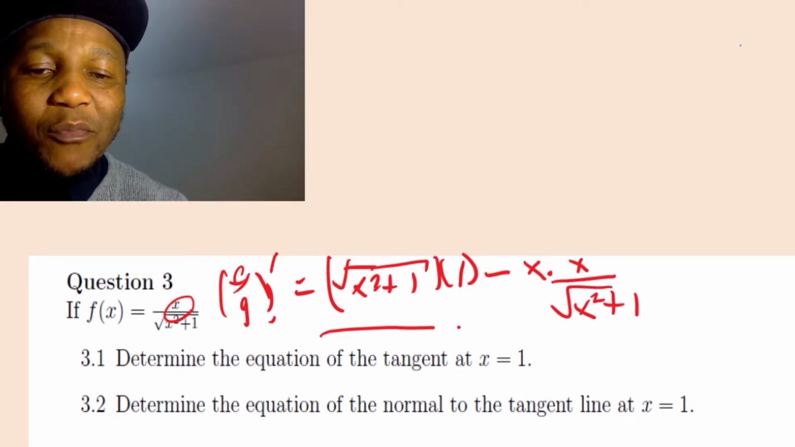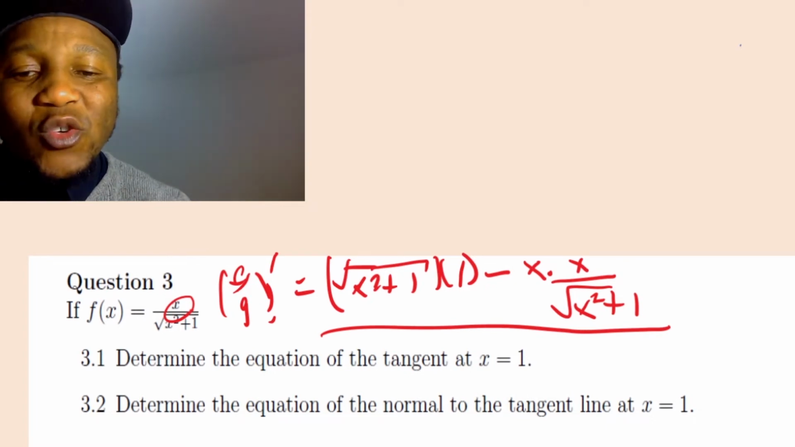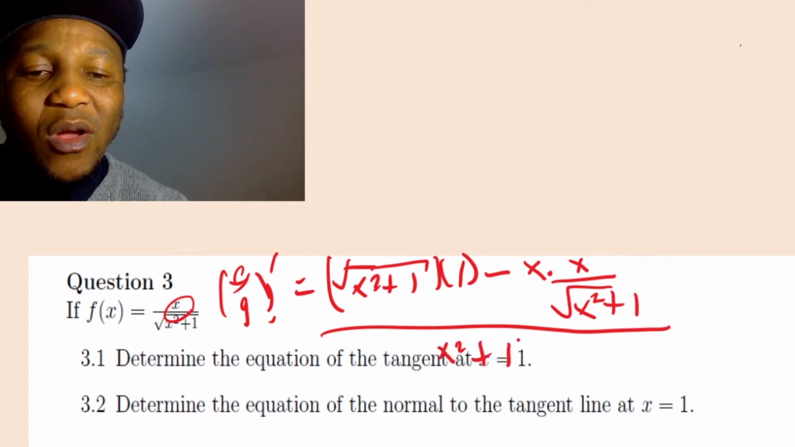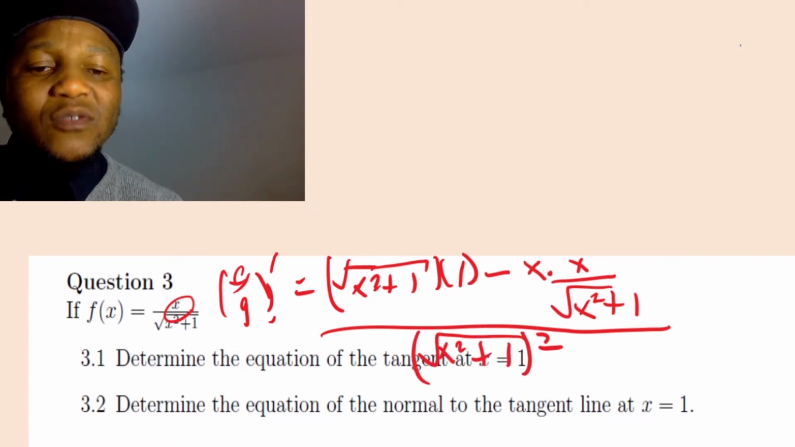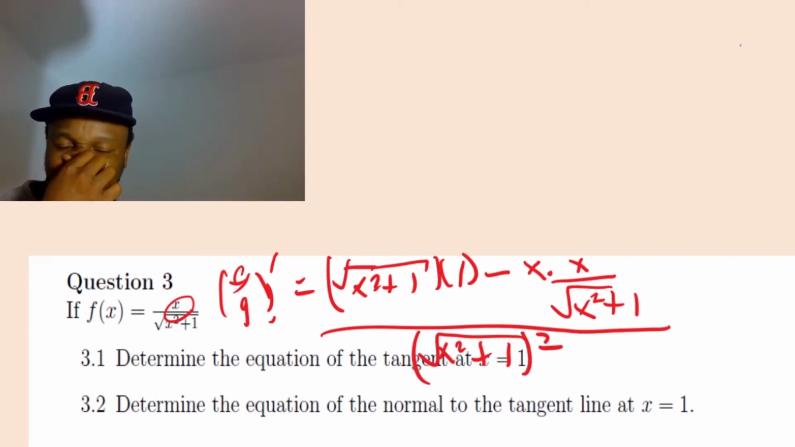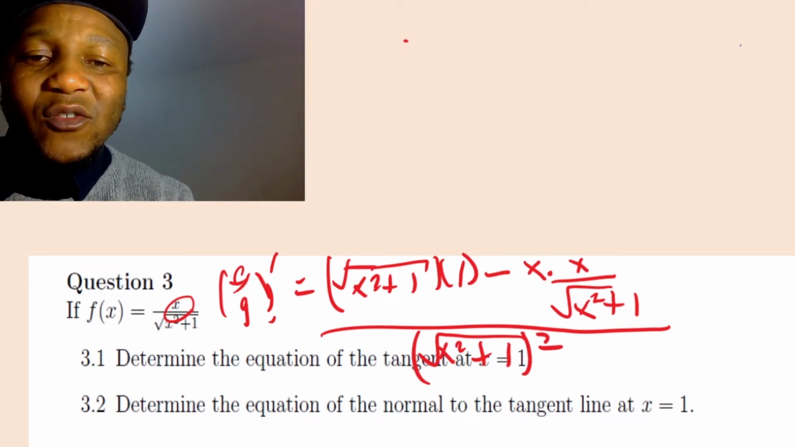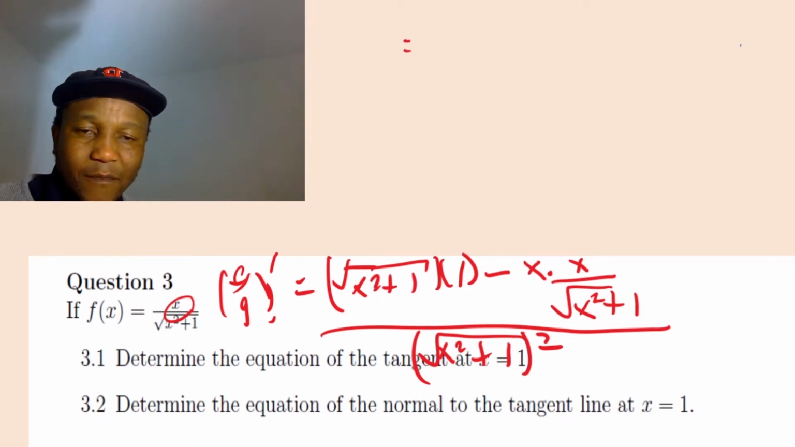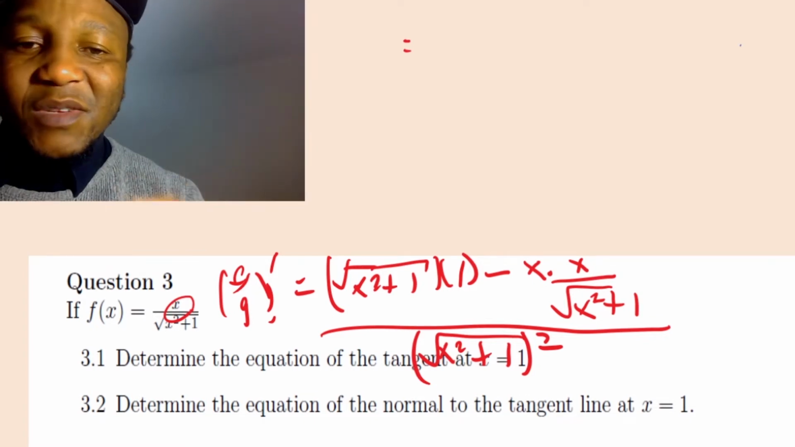Sorry about that, my PowerPoint went off. So we square the denominator, which is going to be x squared plus 1. But what you have to do is square. Simple there. So now let's simplify. What I'm going to do is say x times x is x squared. Okay, so x times x equal to x squared.